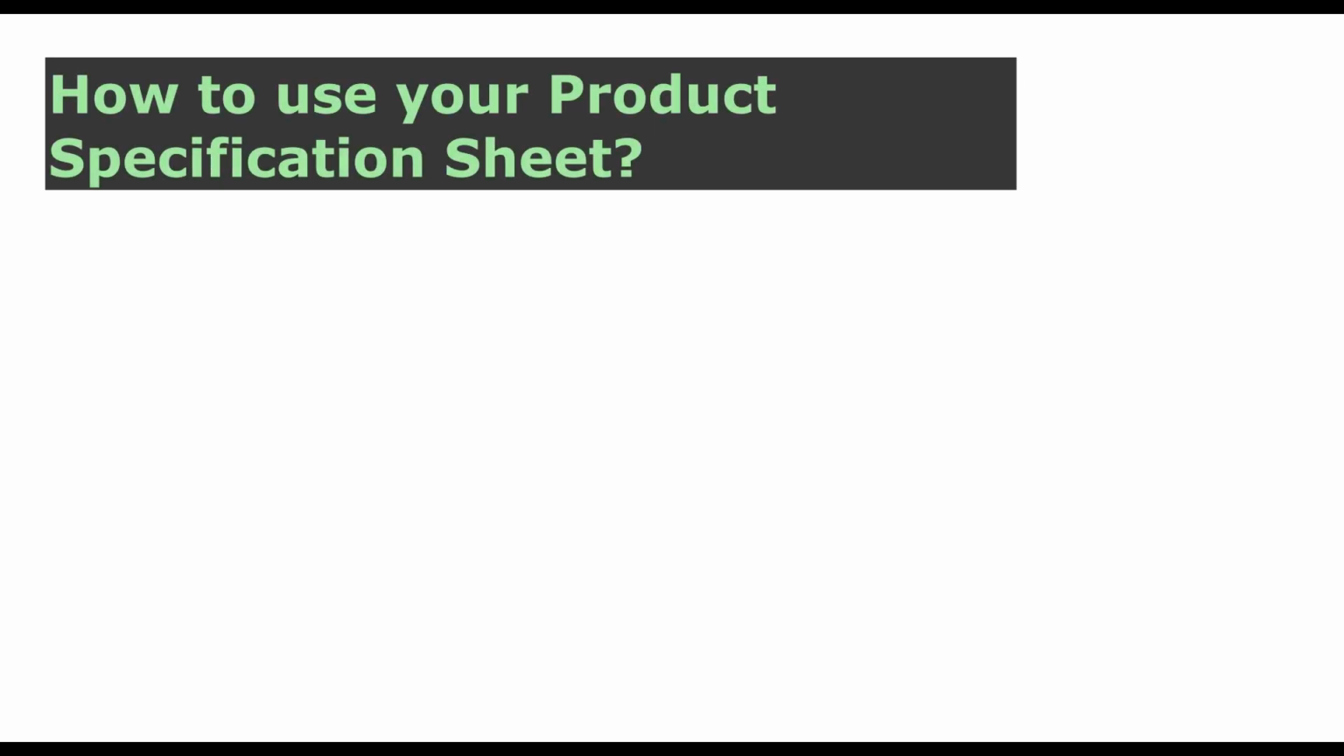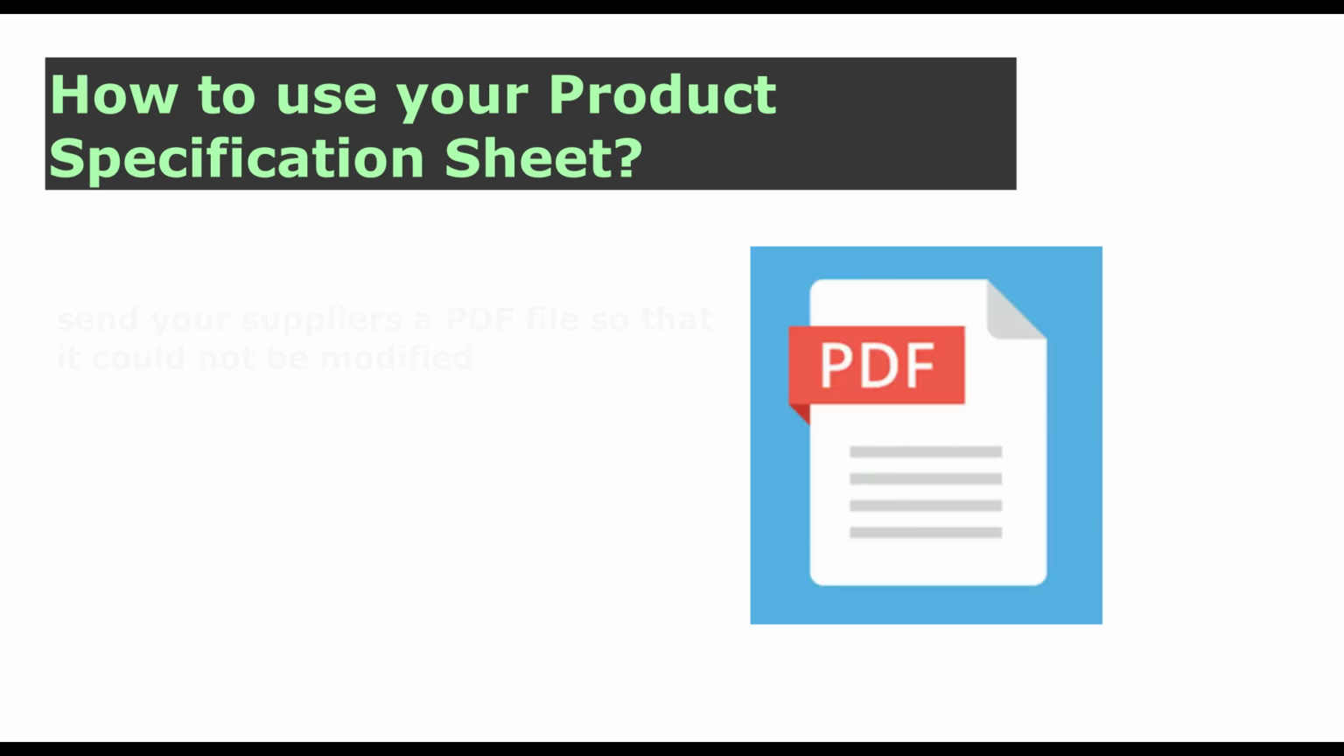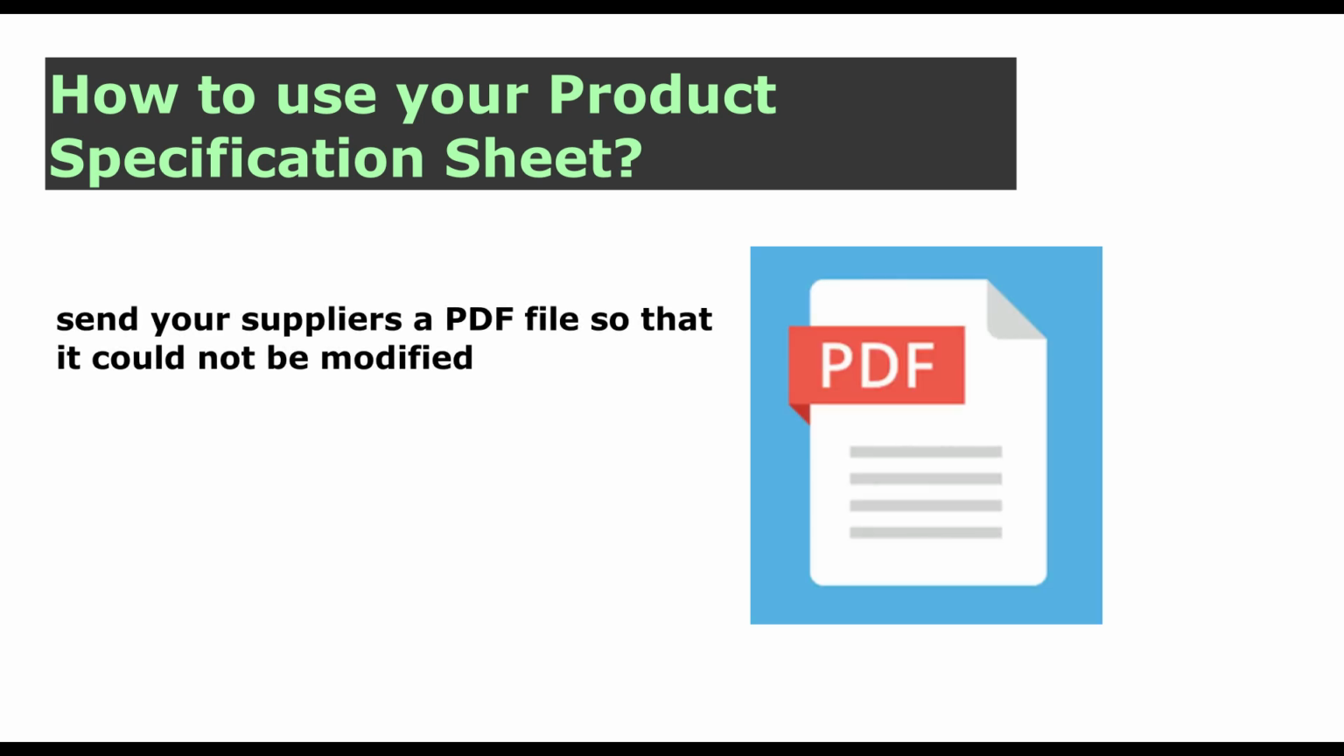Next, what format should product specification sheets be created in? The product specification sheets are created in Word or Excel, but you should send your suppliers a PDF file so that it cannot be modified. Make sure that the sheet you send to the supplier has your contact number on every page, so that if any question needs to be asked, the supplier can contact you directly.